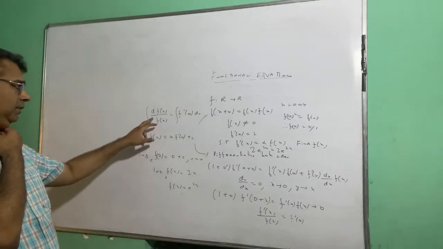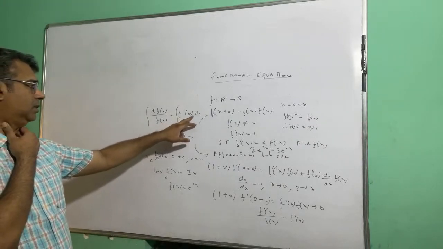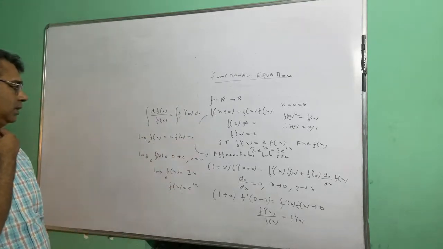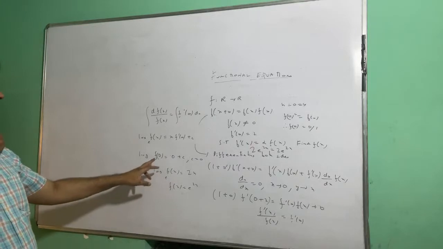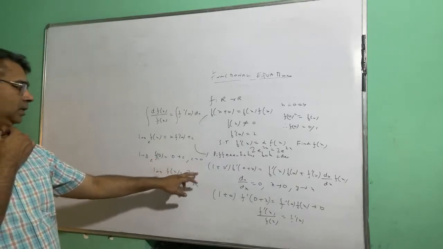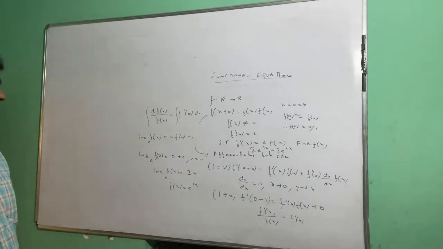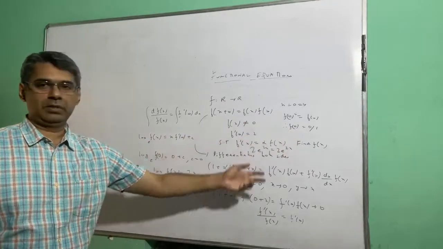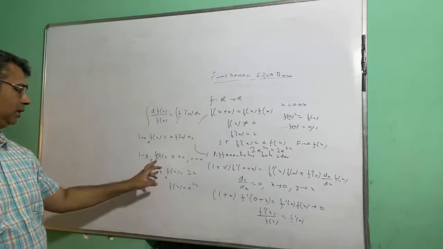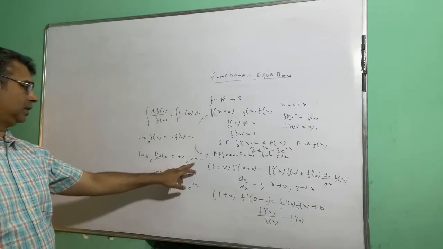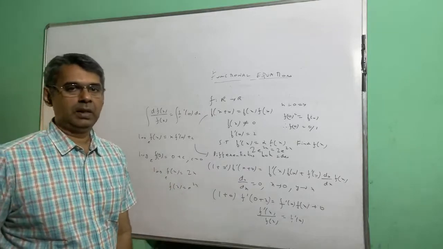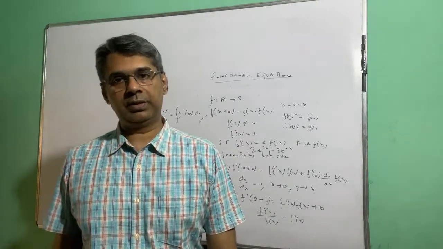So df(x) by f(x) is f dash 0 dx, integrate both sides. So log f(x) is x into f dash 0 plus c. So you replace x equal to 0. So log f(0) is 0 plus c. So c will be 0. And by the way, f(0) will be either 0 or 1, f(0) cannot be 0, so f(0) will be 1. So that means c will become 0. So log f(x) base e is 2x, so f(x) is e to the power 2x. So this is the way to do functional equation.